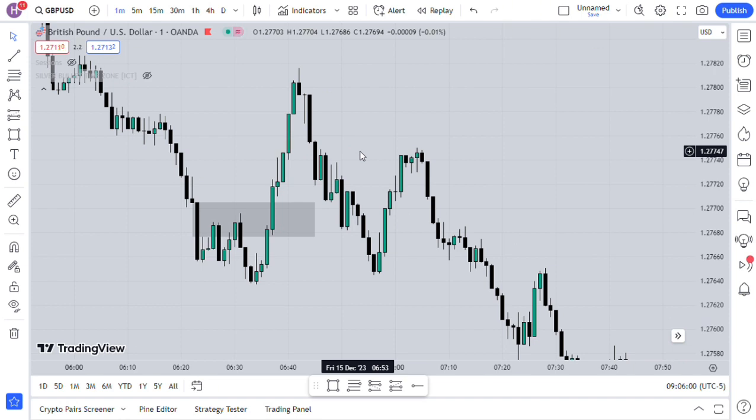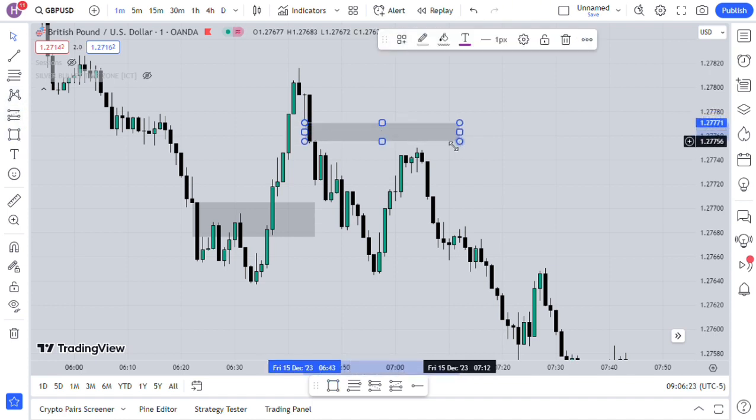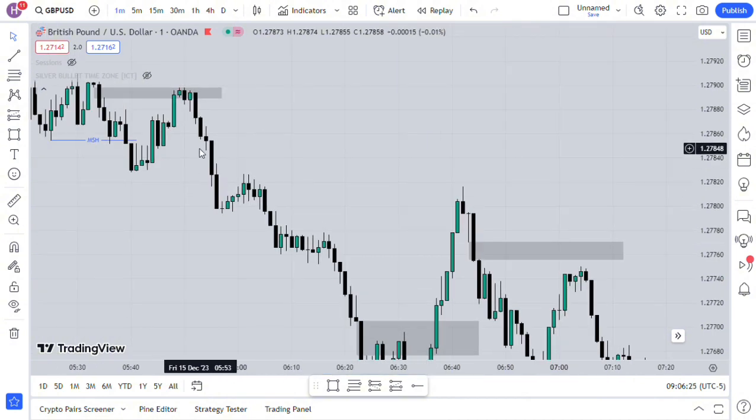Most of the fair value gaps which haven't been refilled are usually refilled later in time. As you can see, in the continuation of the sell move, this is another order block which resisted the price from taking out this high. It failed to reach this fair value gap here. This is another fair value gap, and there are many fair value gaps present here. This fair value gap was already filled here.